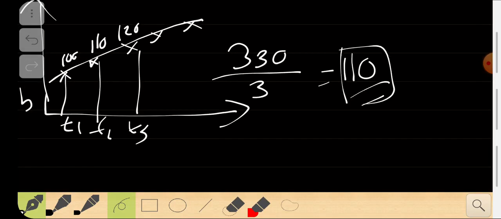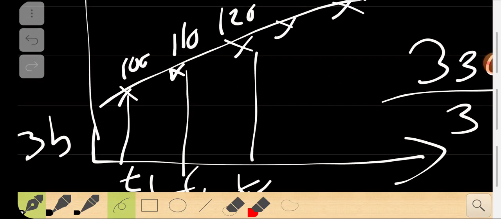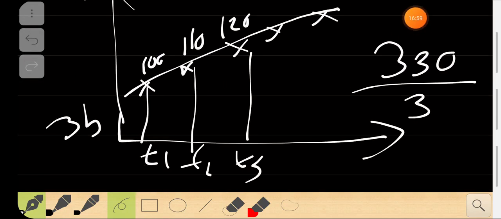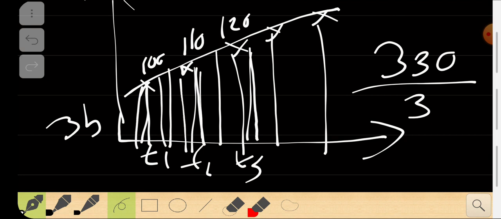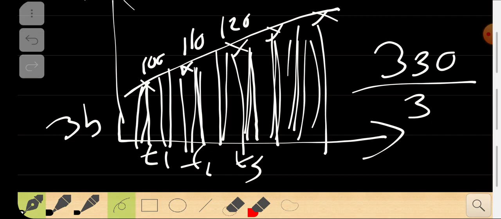So each of these points in the velocity time graph will represent the displacement you had in some discrete time. So the area under this curve will represent the total displacement of the motion.